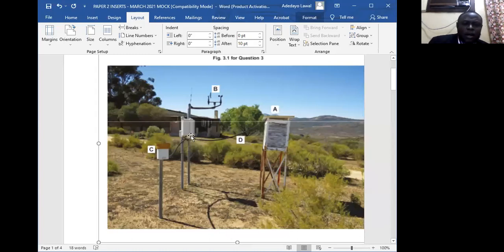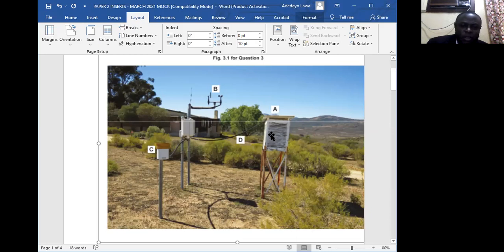Okay, so I managed to rotate it. So this is the first instrument that they want you to label. So this is Stevenson screen. Well, I will not be writing because I want this video to be as fast as possible. So if you don't get the words clearly, you can rewind and hear it again.